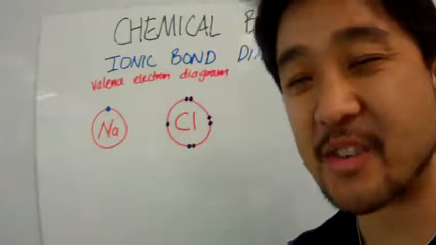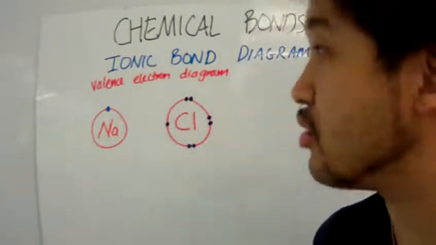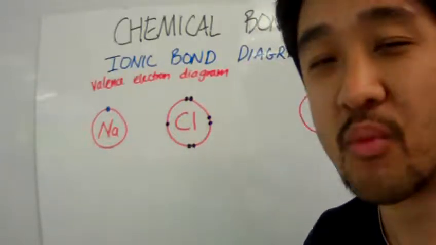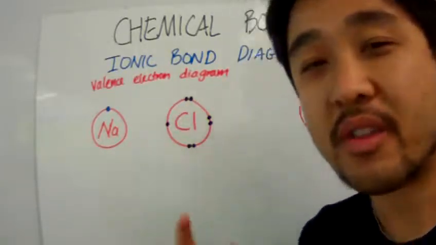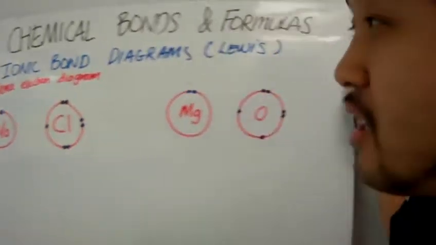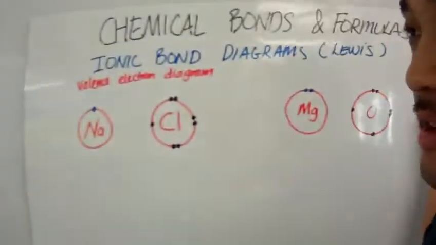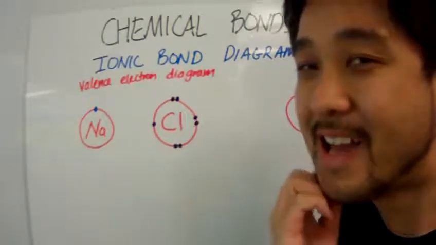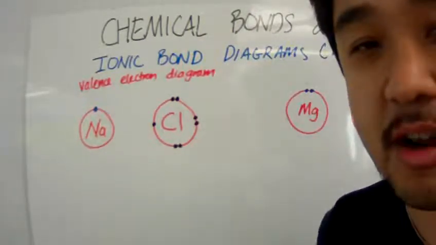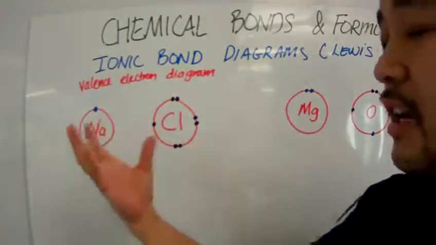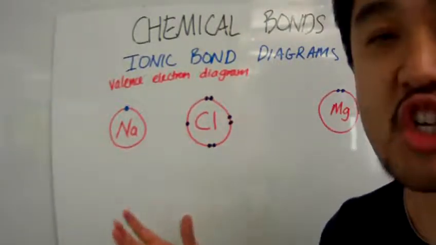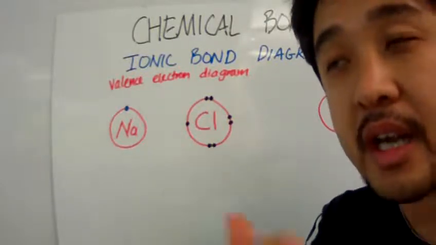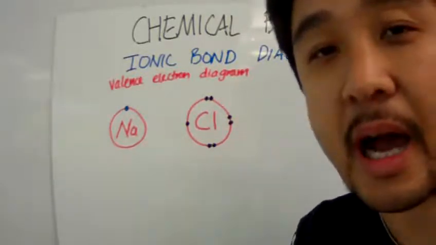All right. Now we're going to talk about how to draw ionic bond diagrams. And what are ionic bond diagrams? They're otherwise known as Lewis diagrams. In your curriculum, you probably will see them written as valence electron diagrams. And they're basically a little diagrammatic representation of a single bond that exists between two different ions.